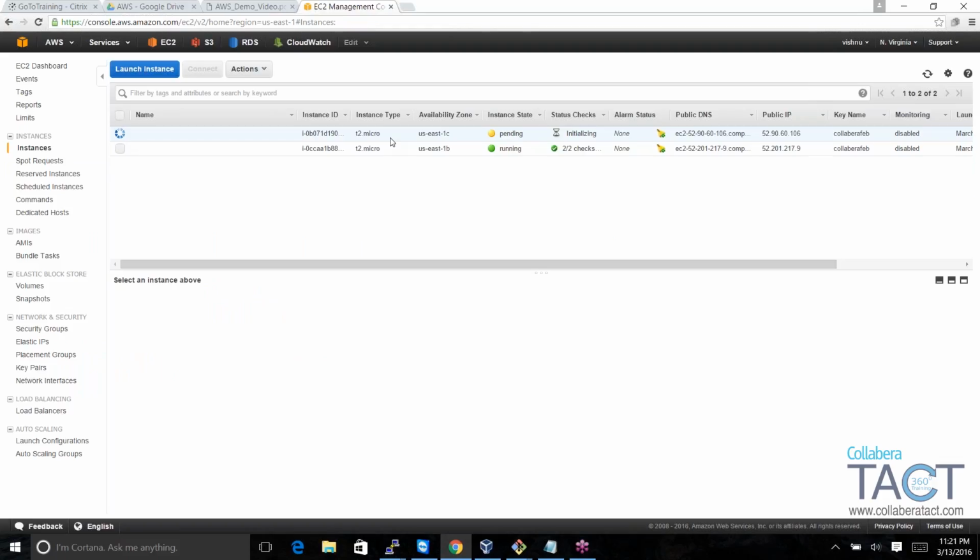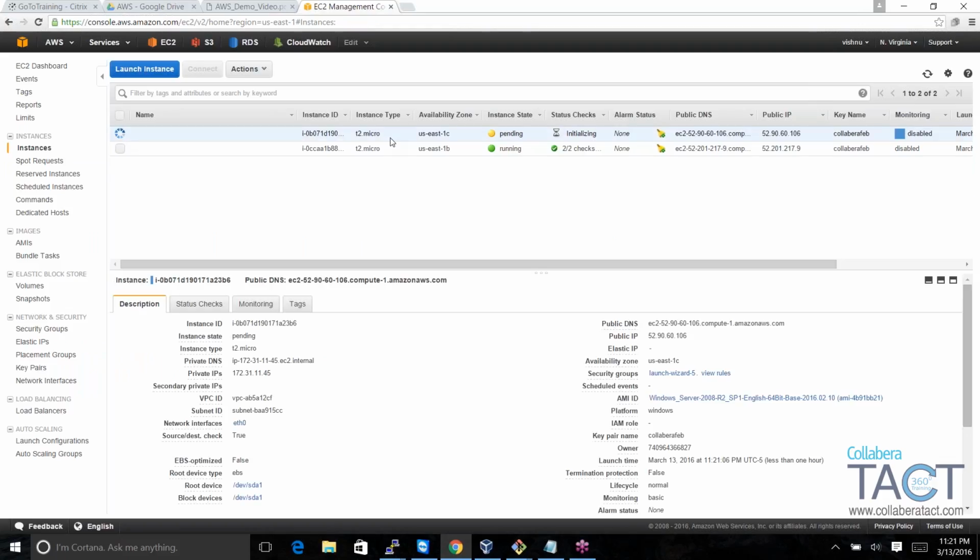Right now, what we're going to do is create a Windows server. So what we're going to do is click on Launch Instance.